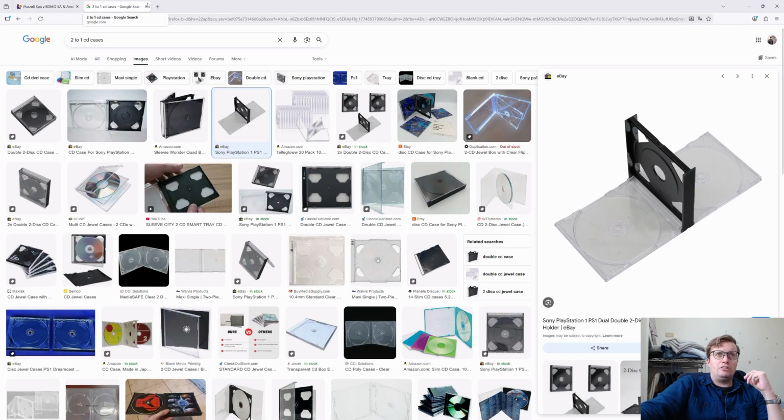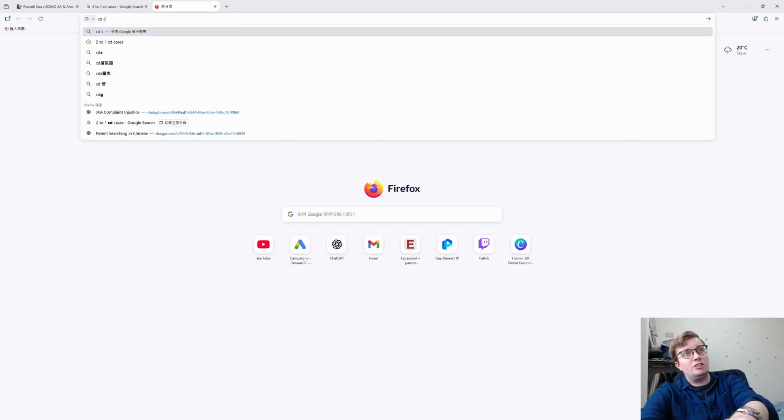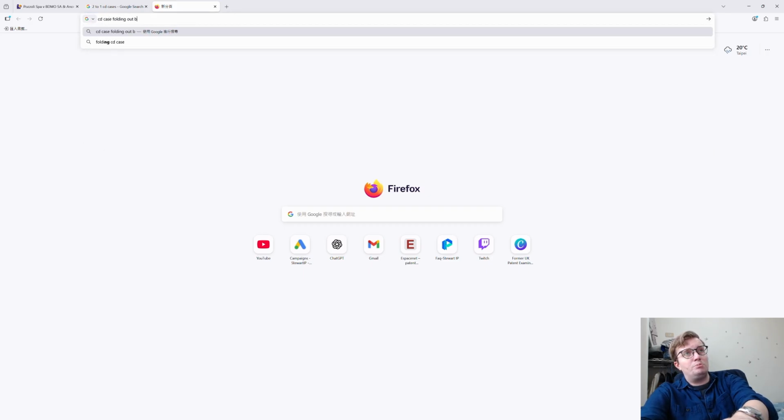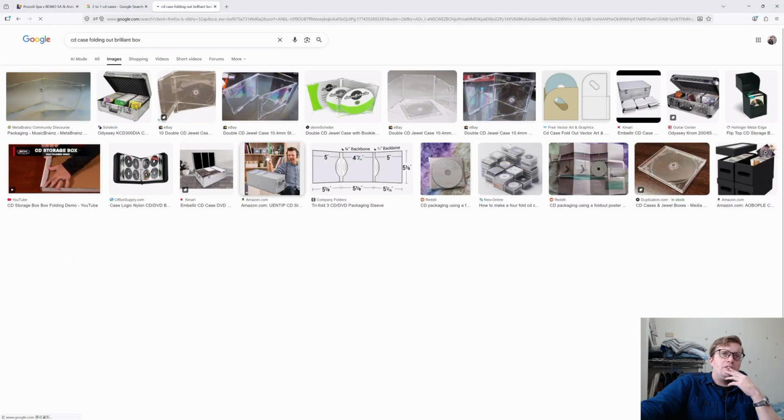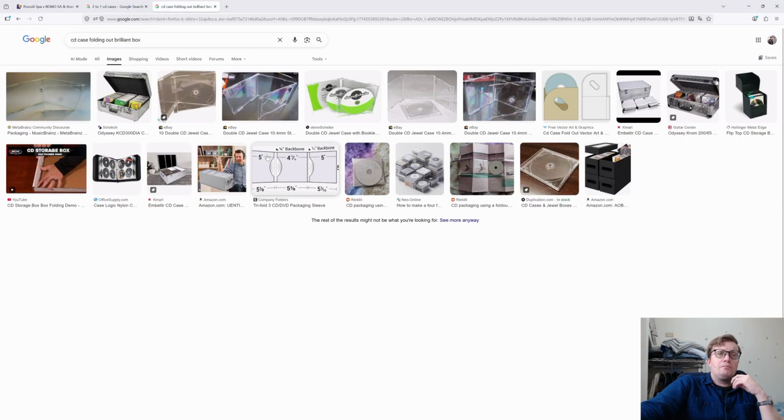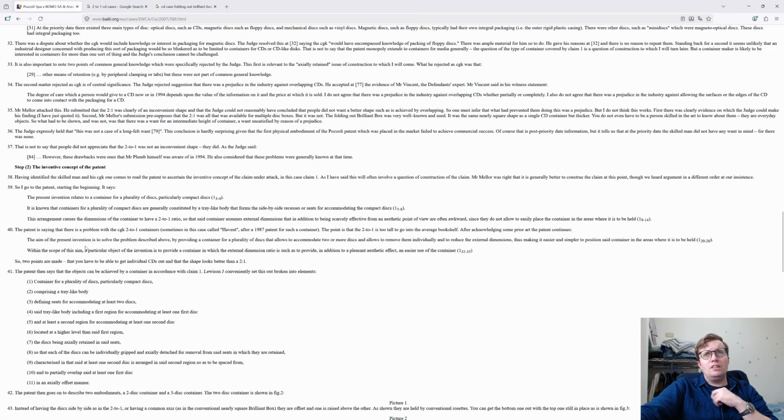So let me just take a look at this. CD case folding out brilliant box. I'm trying to remember what this was. Take a look. Okay, so I do also remember these things as well. Yeah, these were the trifold ones. Okay, I remember these as well.